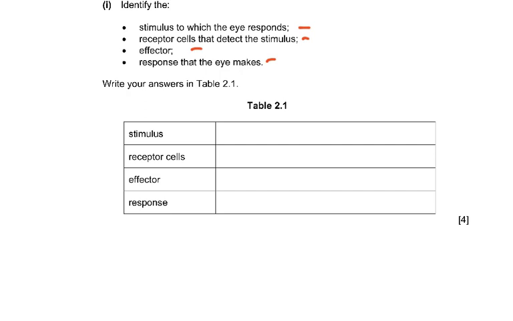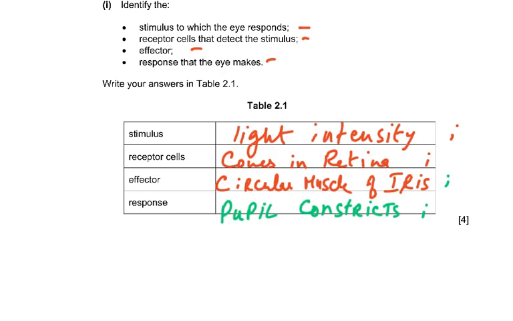Please do not say damage the eye. The eye itself is correct, but what it damages is the retina, a part of the eye, not the whole eye, not the cornea, not the conjunctiva, not the lens. So be very specific when you are writing the answers to this. So light intensity, cones in the retina. Please remember that cones is not in the 5090 syllabus, but if you had written retina, that was fine. Circular muscles of the iris would be the effector, and the response would be the pupil constricts.